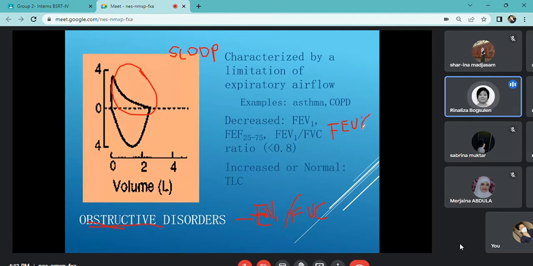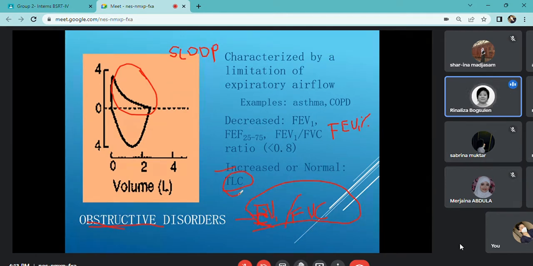If you will encounter FEV percent or FEV 1%, that's all pertaining to FEV1 over FVC ratio. Parehas lang yun. Okay? So, I will repeat. The hallmark of your obstructive lung disorder is FEV1 over FVC ratio or your FEV 1%. Plus, decrease lahat ang inyong flow rates. Plus, increased or normal ang TLC niya.